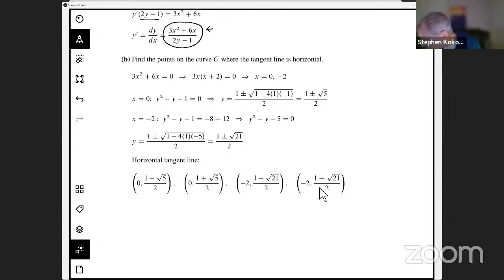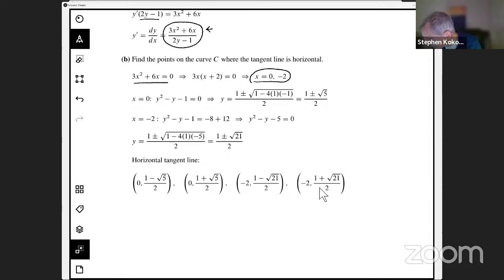So I'm going to set the numerator equal to 0. And this one isn't so bad. I can factor this into the product of two linear terms. That tells me that x is equal to 0 and x is equal to -2. Is the denominator 0 at any of those places? Well, I'm not quite sure yet, because I don't know the value of y at those two values.